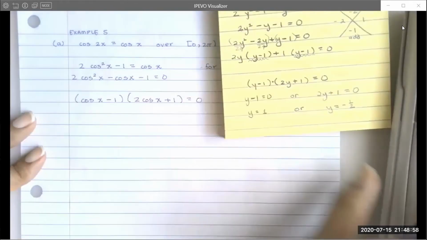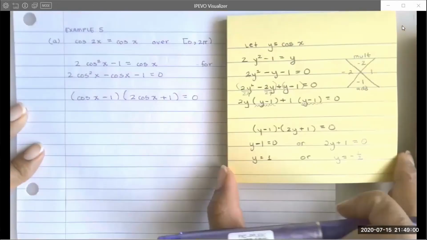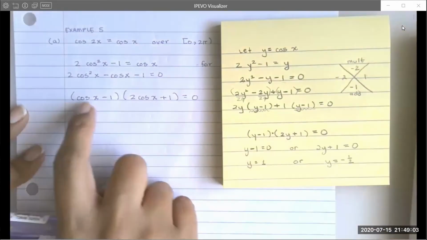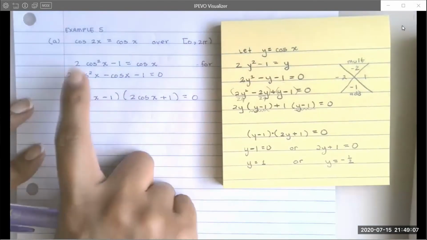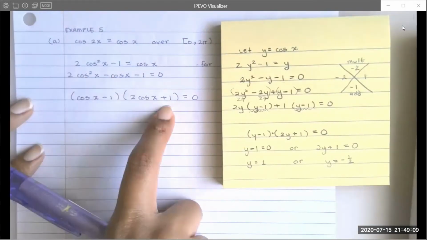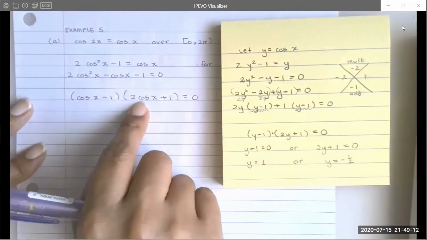And remember, we can always try to verify simply by distributing back. So cosine times 2 cosine would give us a 2 cosine squared. Cosine times 1 would just be cosine. Negative 2 times cosine would be negative 2 cosine.